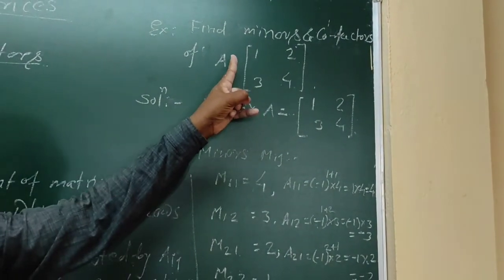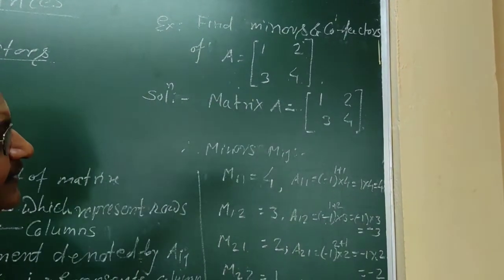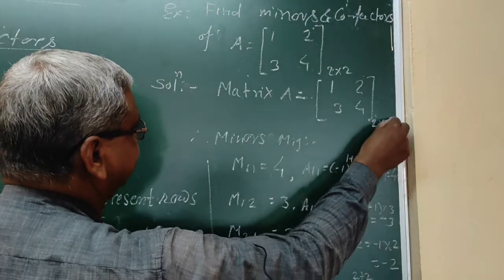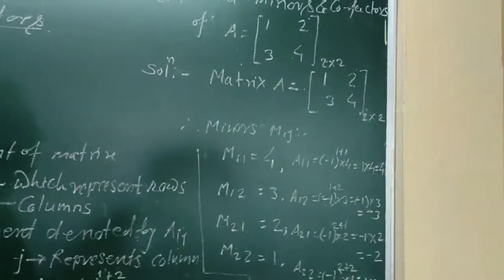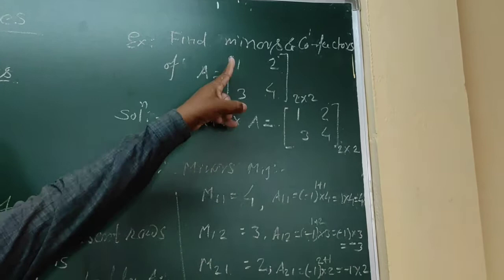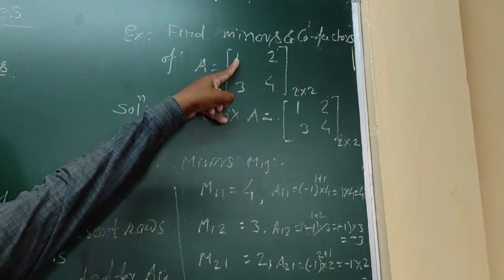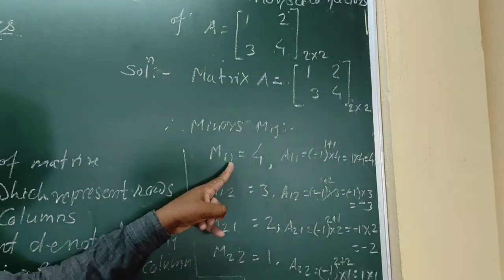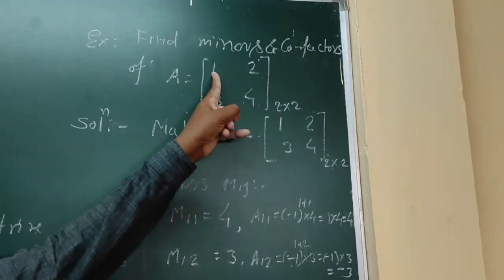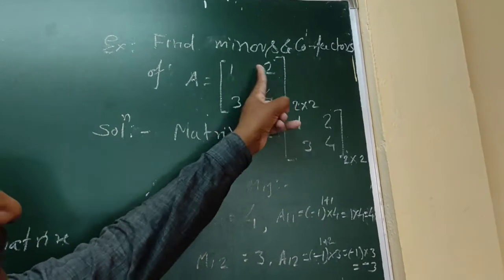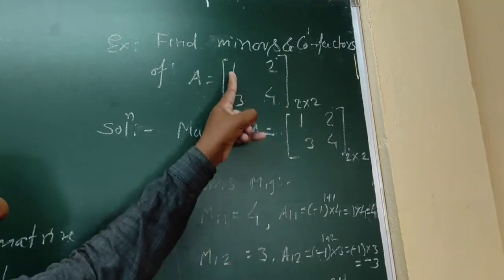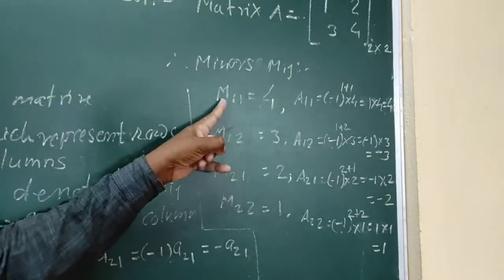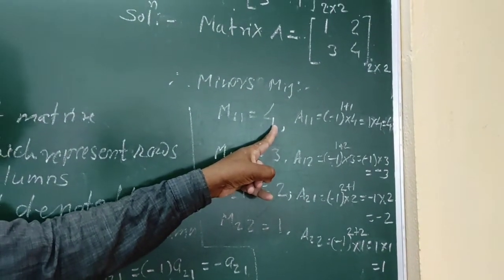So here your given matrix is a matrix of 2 by 2, which means there are 2 rows and 2 columns. We find the minor of 1. The position of 1 is in the first row and first column, therefore the minor is denoted by M11. By the process, delete the elements in the row and the column of 1. What is left is 4, and therefore M11 is equal to 4.